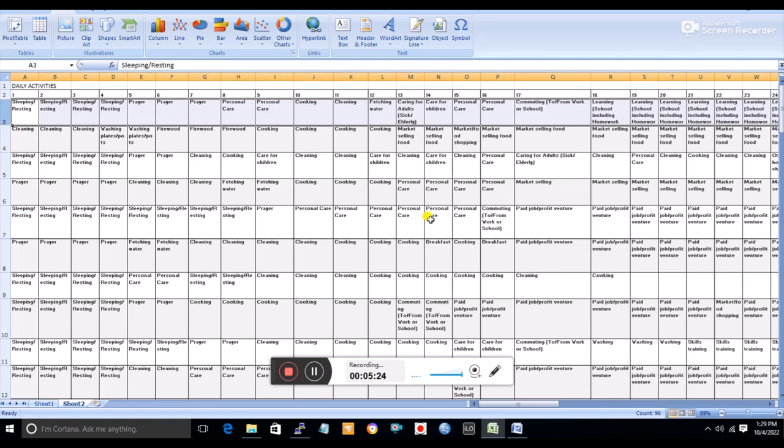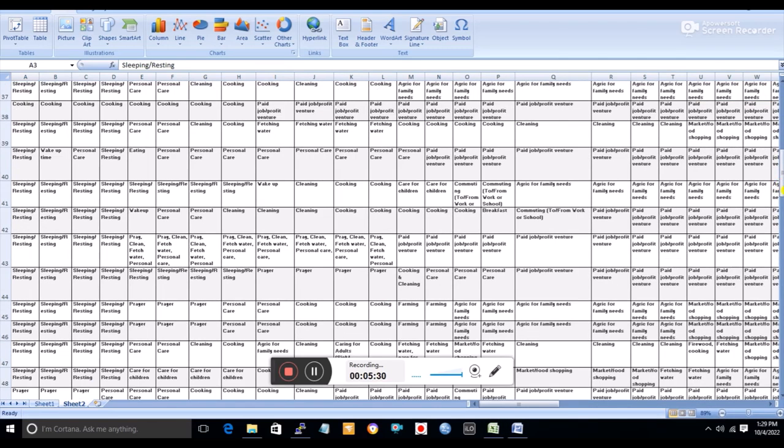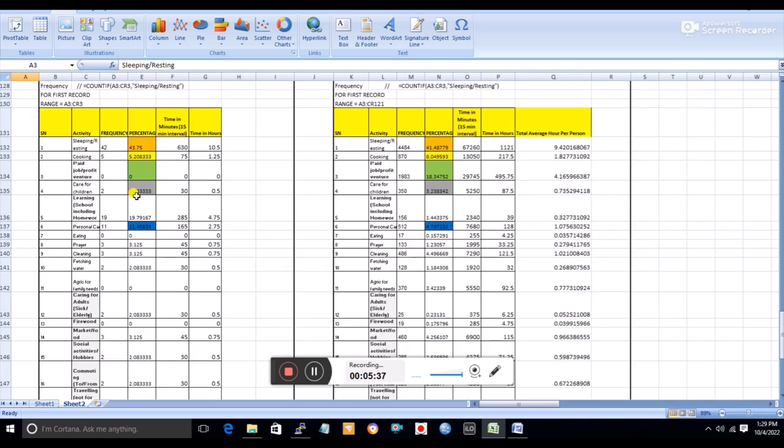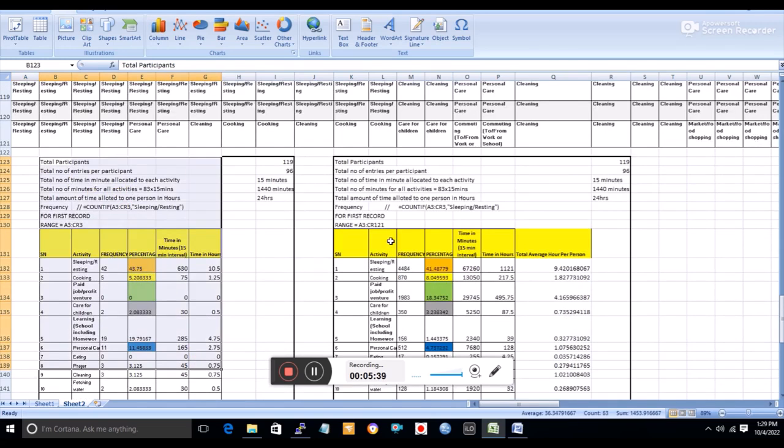Then, of course, if we're looking at the entire table, we look at the range that covers the entire table. So that's what I did here. The first analysis was for a single individual. Then the second one is for the entire table. So the total participants here is 119.